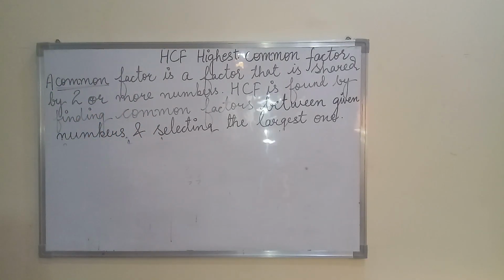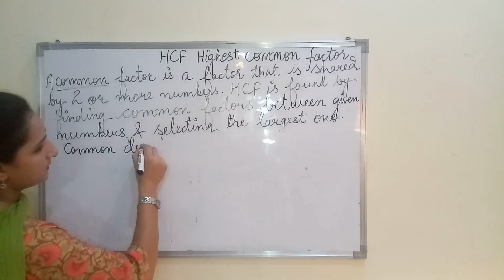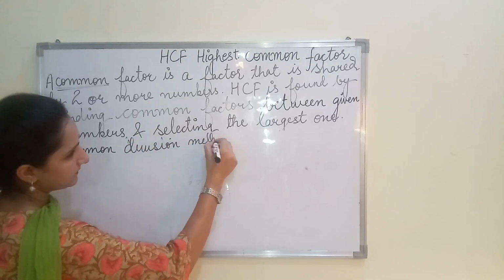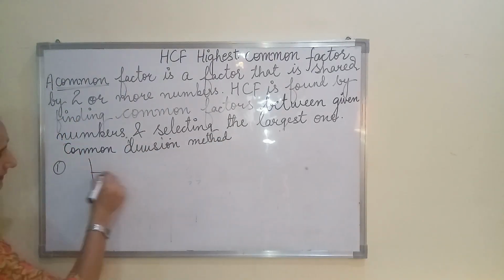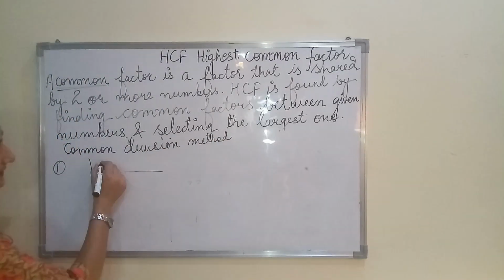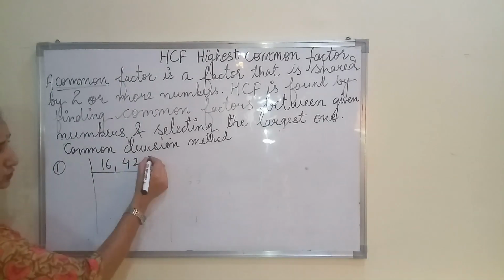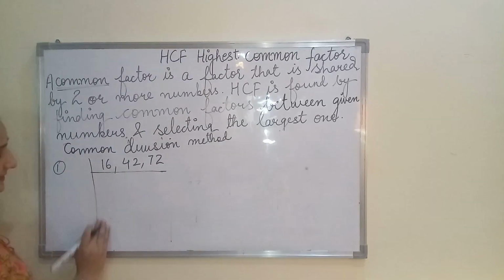So start doing common division method. Common division method. Let's take first example. First example is 16, 42 and 72. So आपको तीनों को इकट्ठे एक साथ लेना है and start doing.